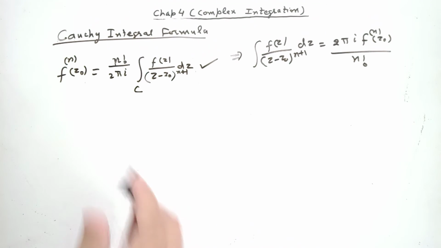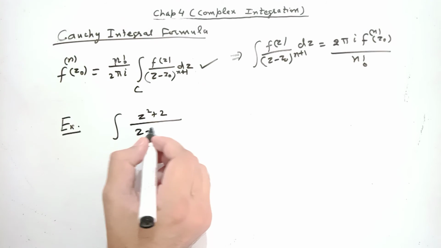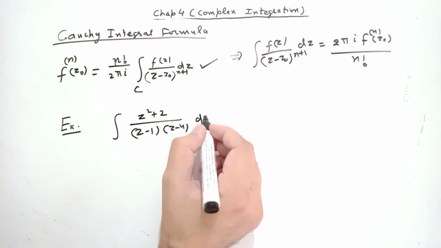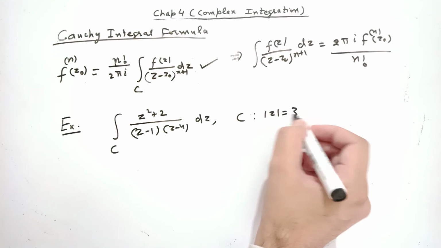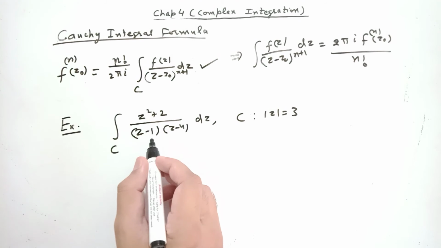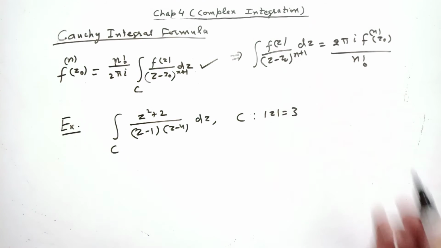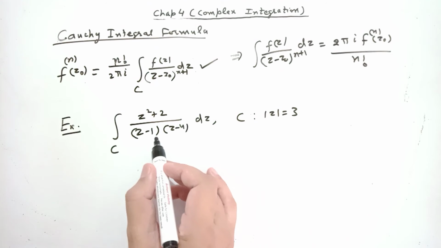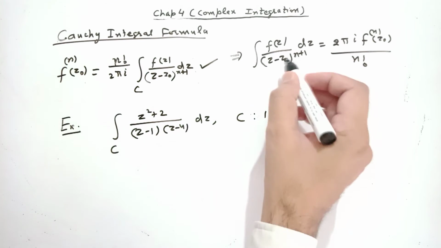See another problem. Find this integral along C where C is given by mod z equal to 3. Now this function has two singularities, 1 and 4. And for applying Cauchy integral formula, you need the function in this format. It is not in this format. It should be (z minus z naught) whole power n plus 1. But before applying Cauchy integral formula, you need to check whether this z0 lies inside the given contour or not. And secondly, your integrand should be in this format.